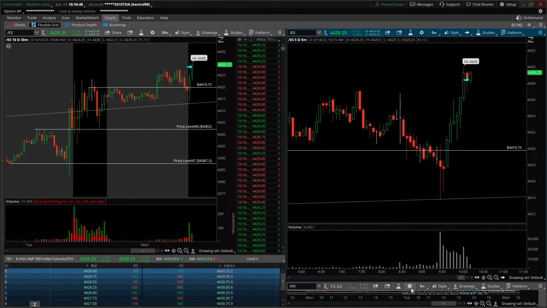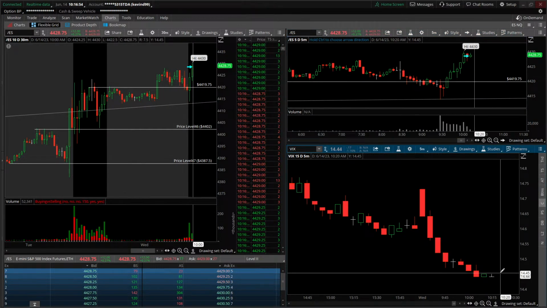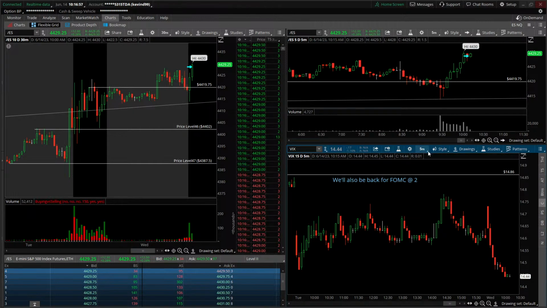Let's check out what VIX is doing, because remember, I always love to use VIX when I'm trading. VIX has been pushing lower. I would not fight this trend. I'd let it ride.